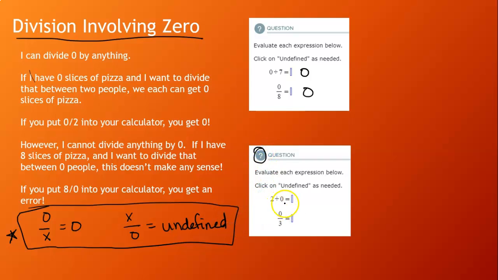You should have noticed that you're dividing by 0. That's the same thing as writing 2 divided by 0, so you should have written that as undefined. But this one, the 0 is in the numerator, it's on top. 0 divided by anything is still 0.